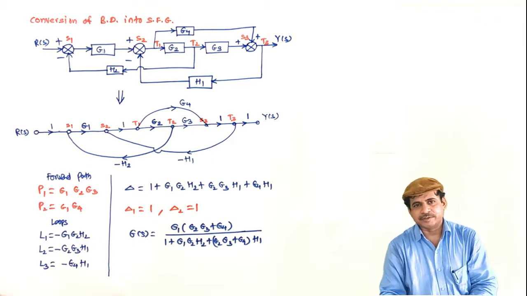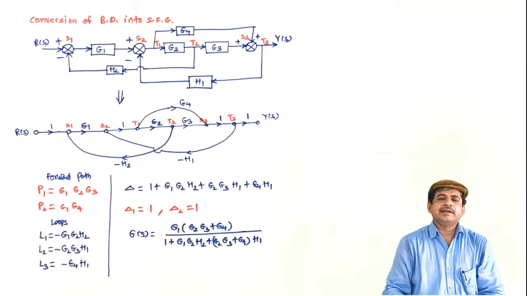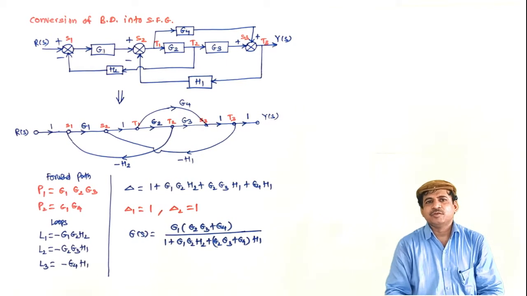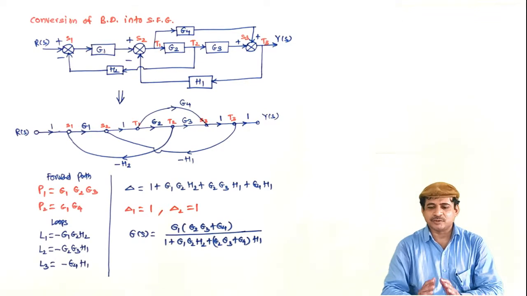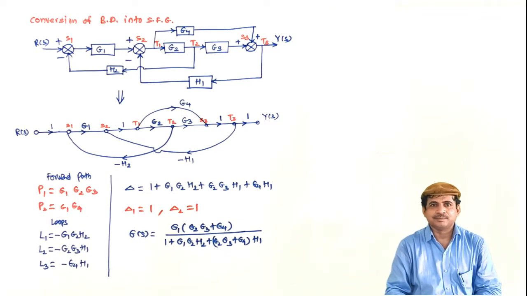So this is over. Signal flow graph is over, and from the next lecture we will start the time domain analysis. We will enter into analysis. So this was just the modeling part, which is over. Thank you.